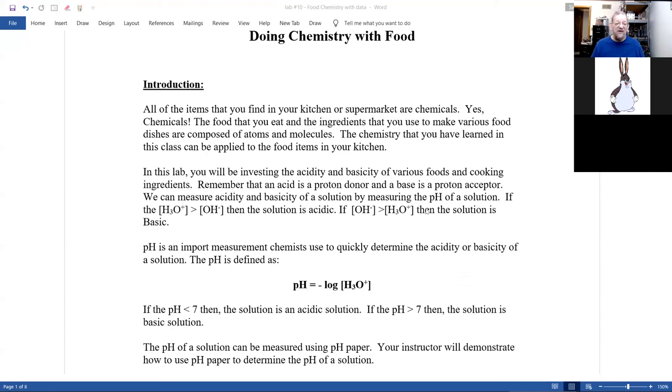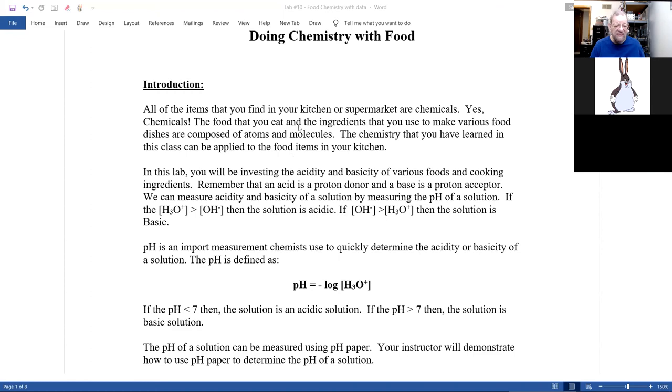All items that you find in your kitchen or supermarket are chemicals or mixtures of chemicals. You can tend to forget that. Yes, chemicals. And the food you eat and the ingredients that you use to make those various foods are composed of atoms, which make up molecules. You tend to forget water is made up of hydrogen and oxygen atoms in a molecule.